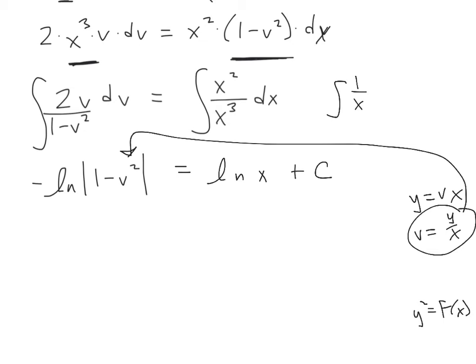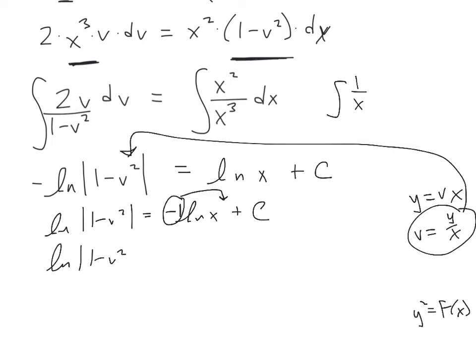So I'm going to start by multiplying the negative to the other side. So I'm going to have the natural log of 1 minus v squared equals negative natural log x. I'm going to keep putting plus c, just because the constant will absorb that negative. I also want to take this negative 1 that's here and use the properties of logarithms to put it up here. Okay, so at this point I'm going to have the natural log of 1 minus v squared equals the natural log of x to the negative 1 plus c.